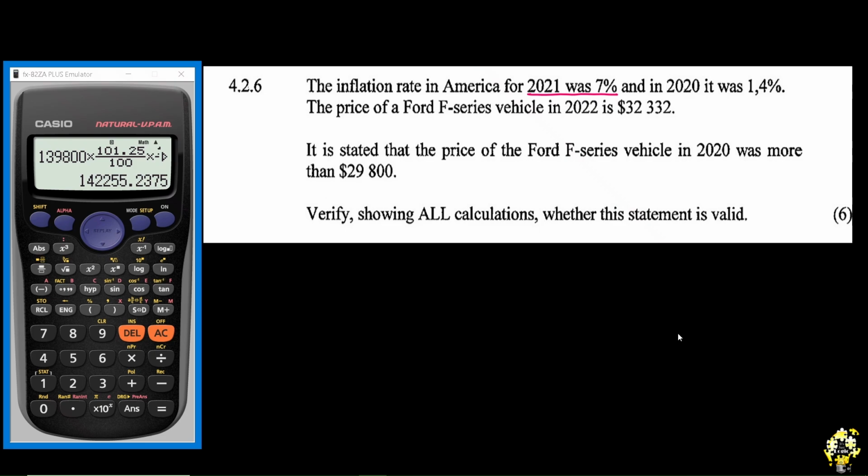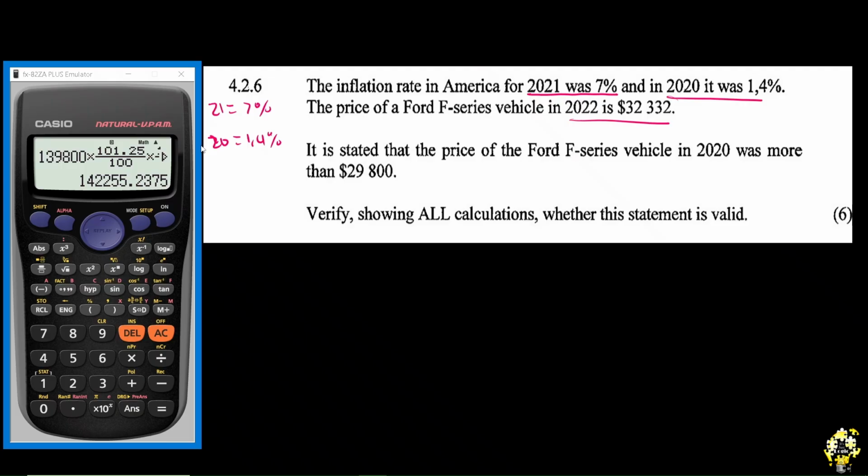It's also time saving, because if you have broken down statements, instead of always going back to those big, huge paragraphs, you can rather refer to the small notes that you have made by the side to make things easy for you. So here, you can simply say that in 21, it was 7%. And in 2020, it was 1.4%. The price of a Ford F-Series vehicle in 2022 is, and we are also given the price in 2022. Now, let's see what the question says.